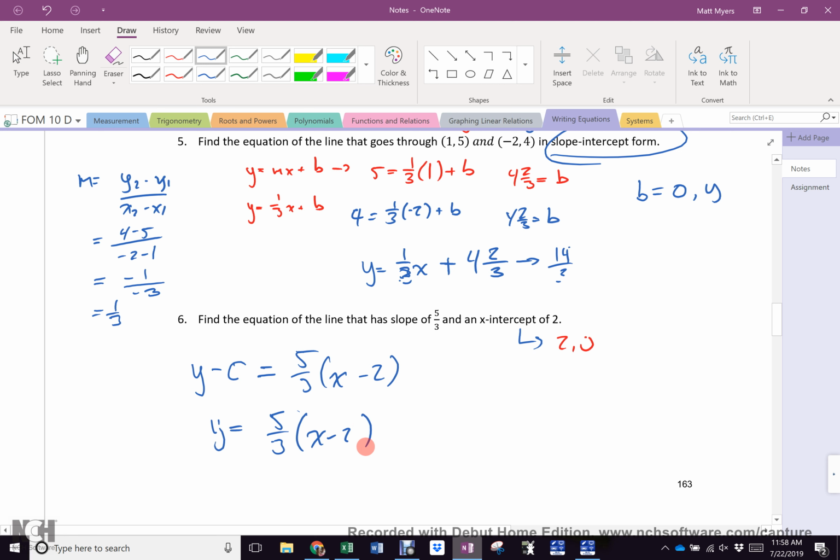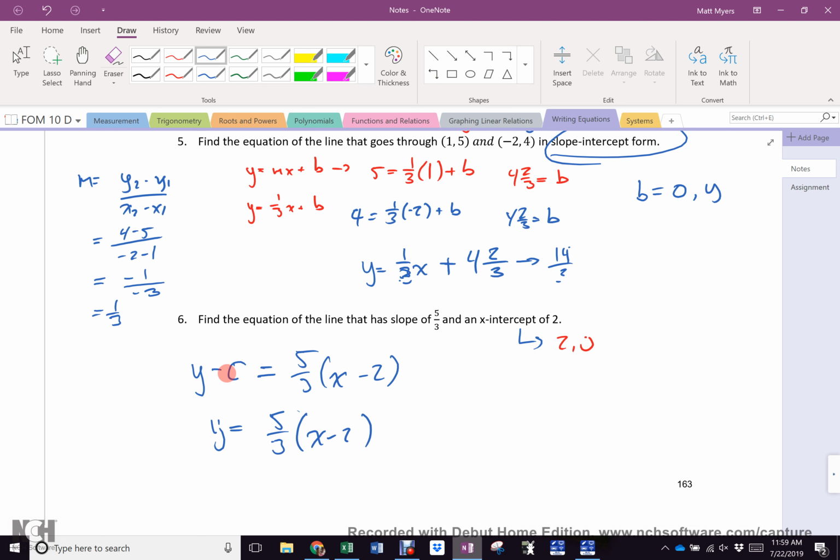Can I leave it like that? That doesn't really look like any of our forms, does it? But it is, isn't it? Because what is that? It's point slope form, right? Because y minus 0 is just y. We would never write that. But that bothers some of you, doesn't it?